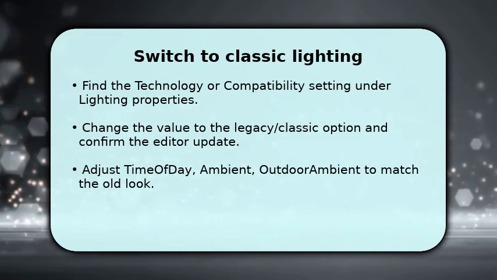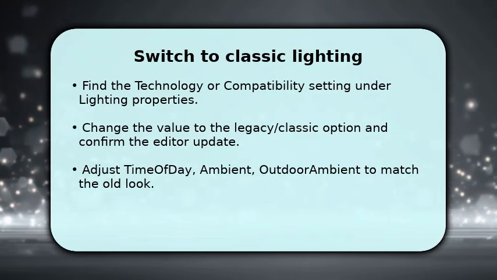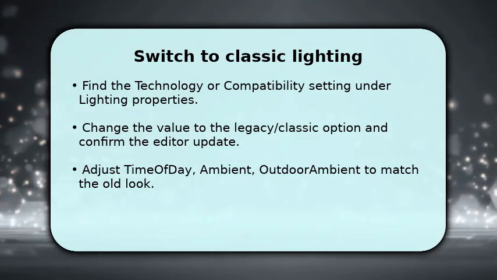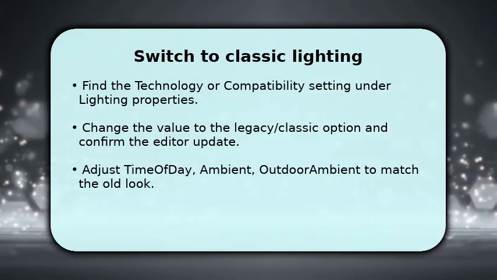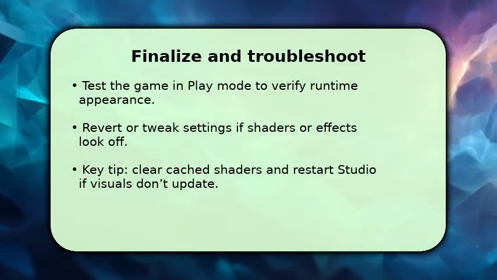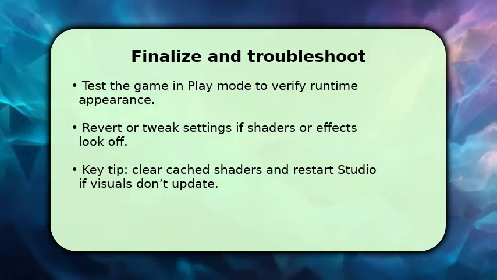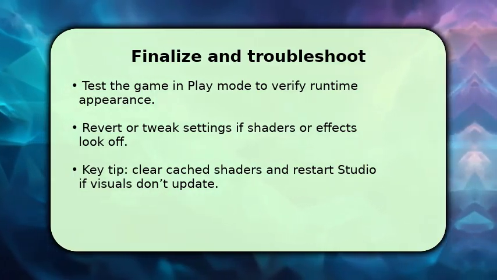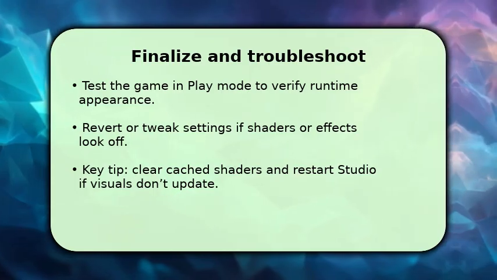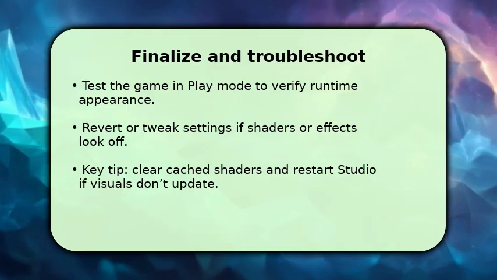You may also reduce global shadows or tweak brightness for finer control. Keep saving iterations. If you switch back, you can compare which values best emulate the pre-update aesthetic. After adjusting properties, run play mode to confirm the lighting behaves as expected at runtime, not just in the editor. If you notice differences, revisit ambient, outdoor ambient, brightness, and global shadows until the balance matches the classic look.